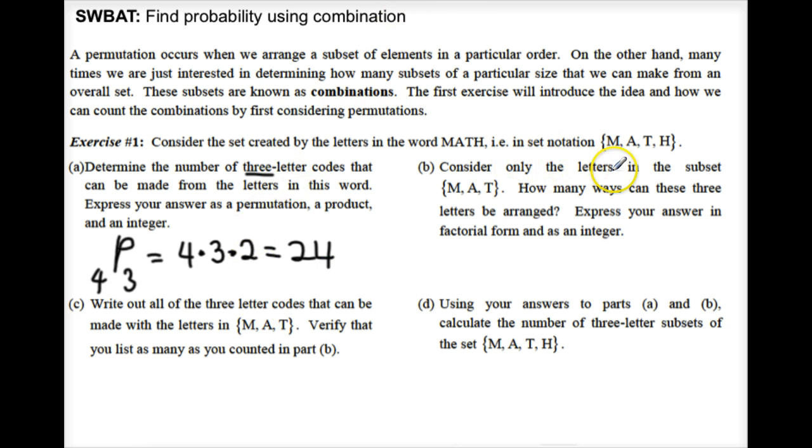Consider only the letters M-A-T. How many ways can these 3 letters be arranged? Express your answer in factorial form and as an integer. So there are 3 ways, M-A-T. And remember, this is when we use the factorial. How many choices? There are 3 letters, meaning 3 factorial. So this will be 3 times 2 times 1, which is 6.